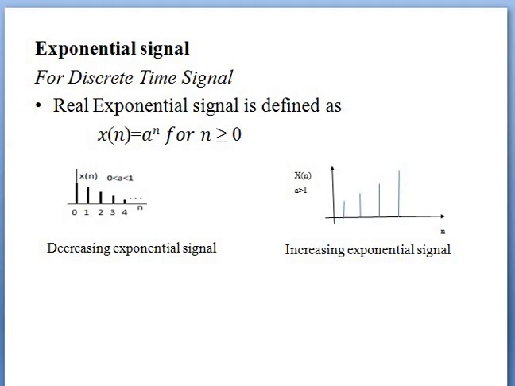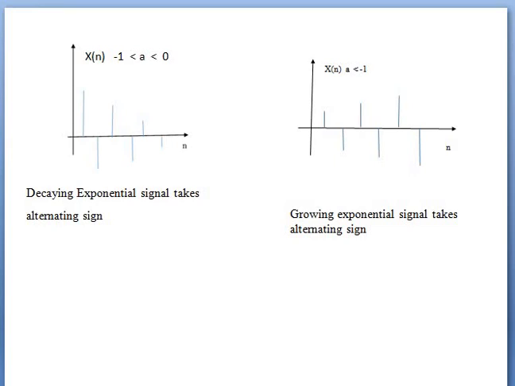Discrete time exponential signal is defined as x of n equal to a power n for n greater than or equal to 0. Here, if the a value is between 0 and 1, then the discrete time signal is a decreasing exponential signal. If the a value is greater than 1, then the discrete time signal is an increasing exponential signal. If the a value is between -1 and 0, then the decaying exponential signal takes alternating sign, and similarly if the a value is less than -1, the growing exponential signal takes alternating sign.